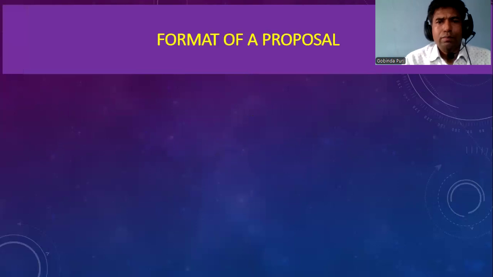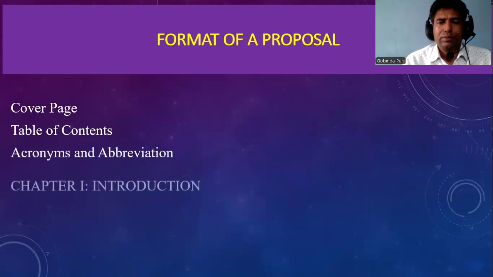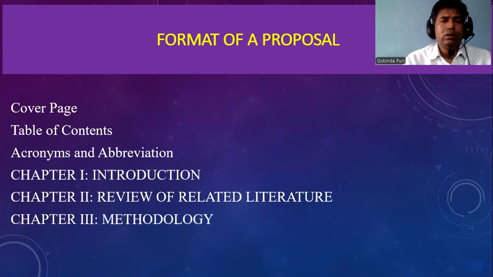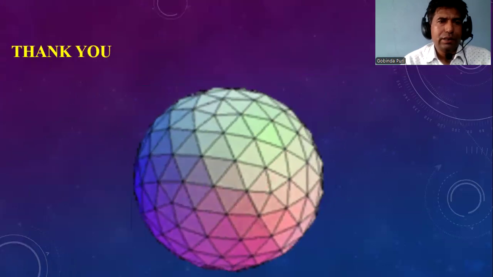These are the things you can do. For format, again, cover page. If you are writing a proposal, don't miss the cover page, table of contents, acronyms and abbreviations if you have them, and chapter 1, chapter 2, chapter 3. Particularly, chapter 1 always contains the introduction, chapter 2 the review of related literature, and the third the methodology. Then you can develop other chapters such as the results and discussion sections, and finally references.